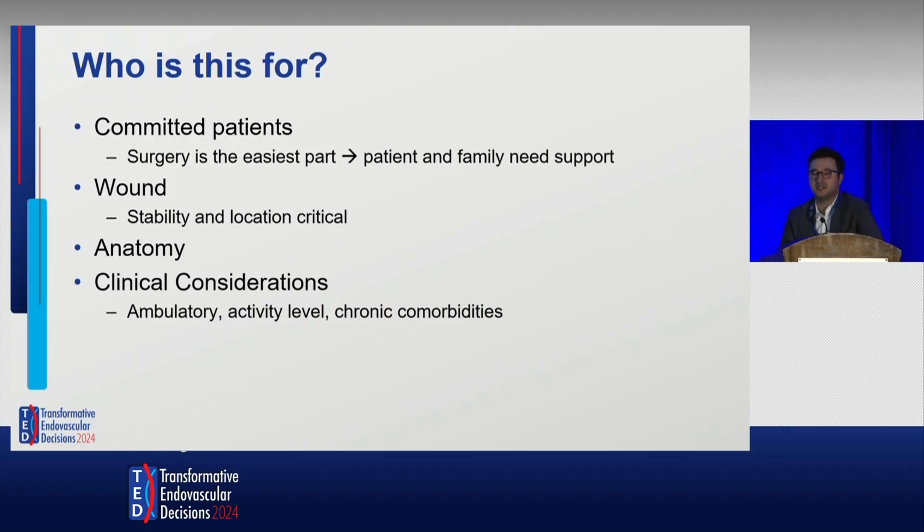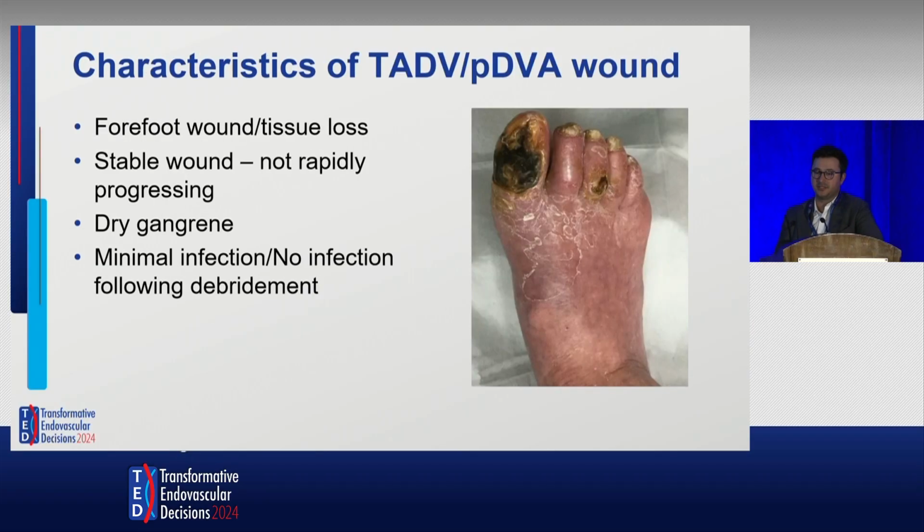And then other clinical considerations that we might have are their ambulatory status, their activity level, and other chronic comorbidities that they may have. As we know, end-stage renal disease, and in my opinion, heart failure with a depressed ejection fraction, will lead to poor outcomes for these patients.